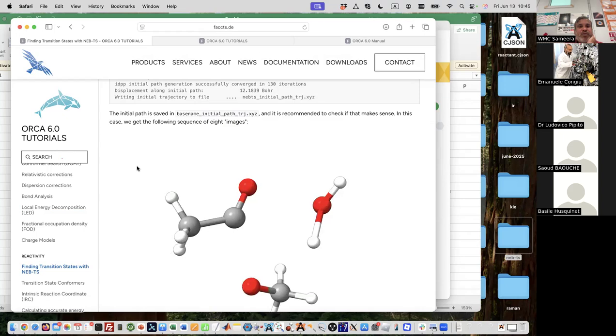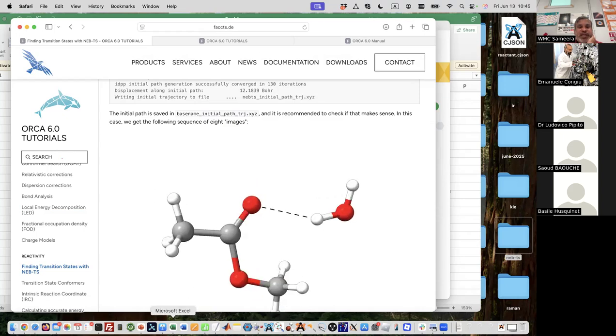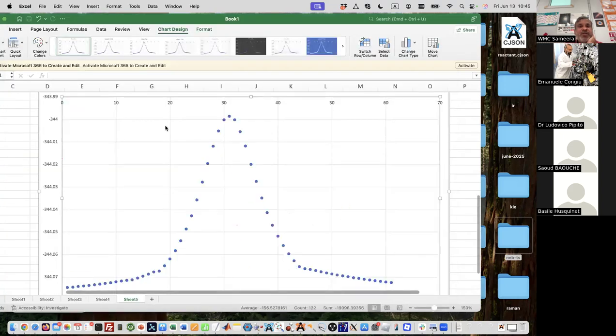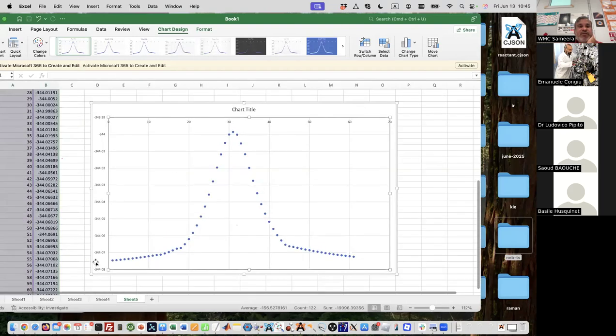Right, okay, so now let's move to the next step. We have the IRC path. We computed it, and then starting from the reactant side and the product side, we optimized the reactant and the product. So now we have the reactant structure optimized, the product structure optimized, and the transition state structure optimized. Then the next step is to get the reaction barrier. So how do we do that?